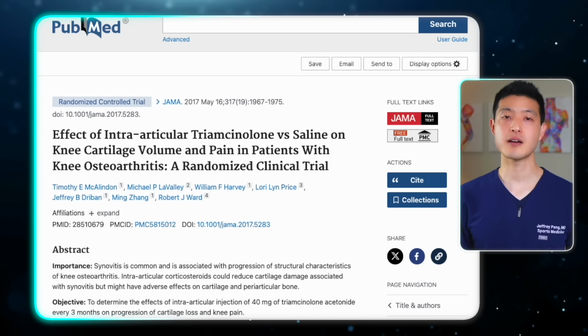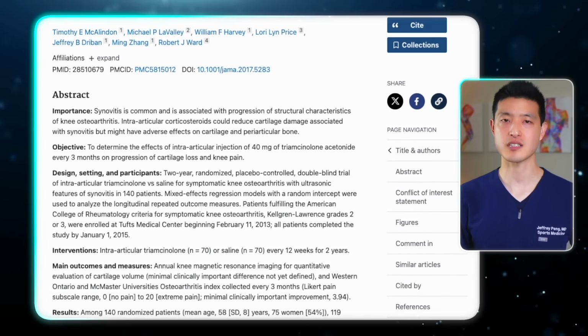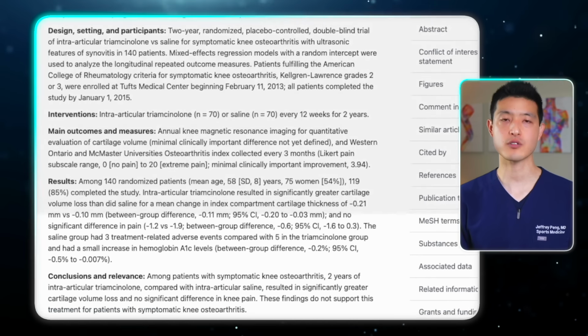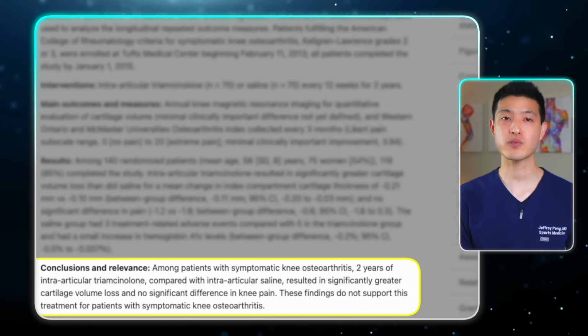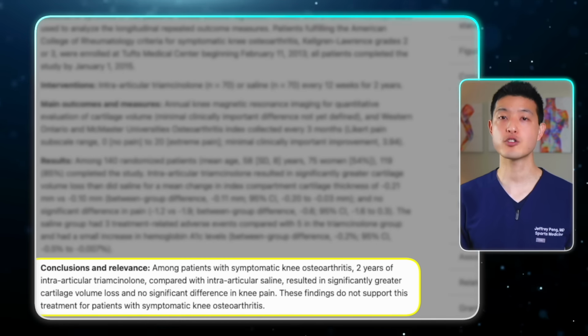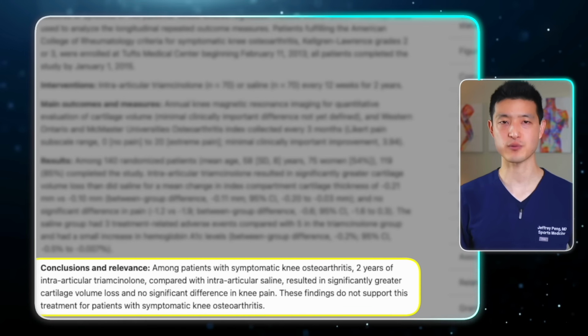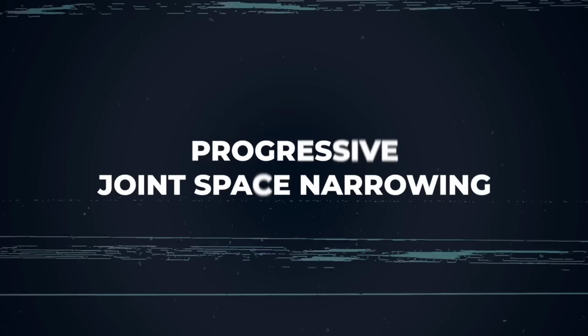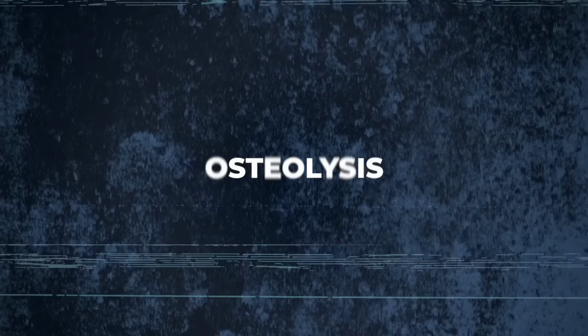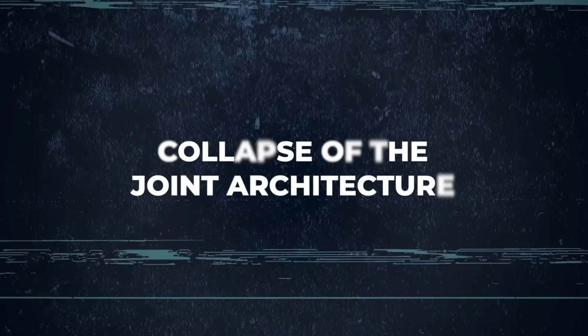The results showed that among patients with symptomatic knee osteoarthritis, intra-articular cortisone injections, when compared with saline placebo injections, led to greater cartilage loss without any significant difference in knee pain relief. To make matters worse, recent studies have unveiled a concerning association between cortisone injections and rapidly destructive joint disease. This is characterized by progressive joint space narrowing, osteolysis, and collapse of the joint architecture.